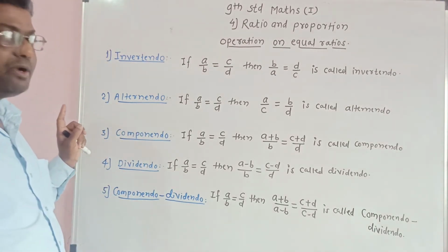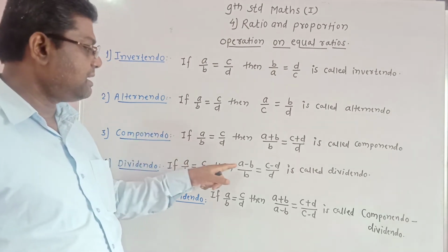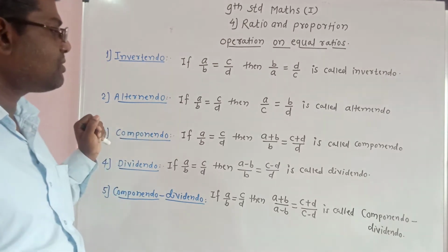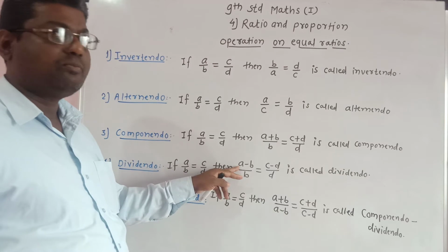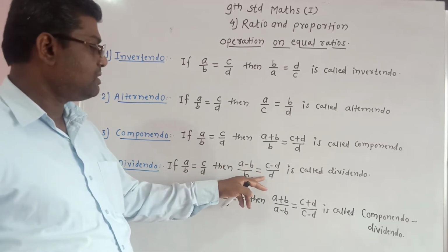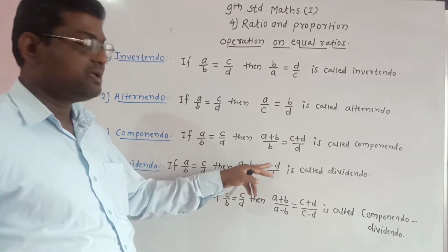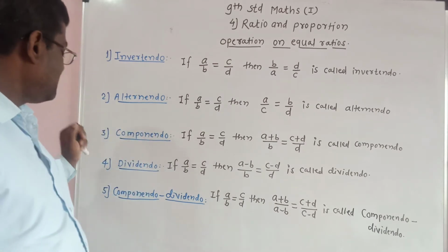Then dividendo. If A upon B is equal to C upon D, then A minus B upon B is equal to C minus D upon D is called dividendo. That is, for the first ratio, numerator minus denominator upon denominator is equal to, for the second ratio, numerator minus denominator upon denominator is called dividendo.